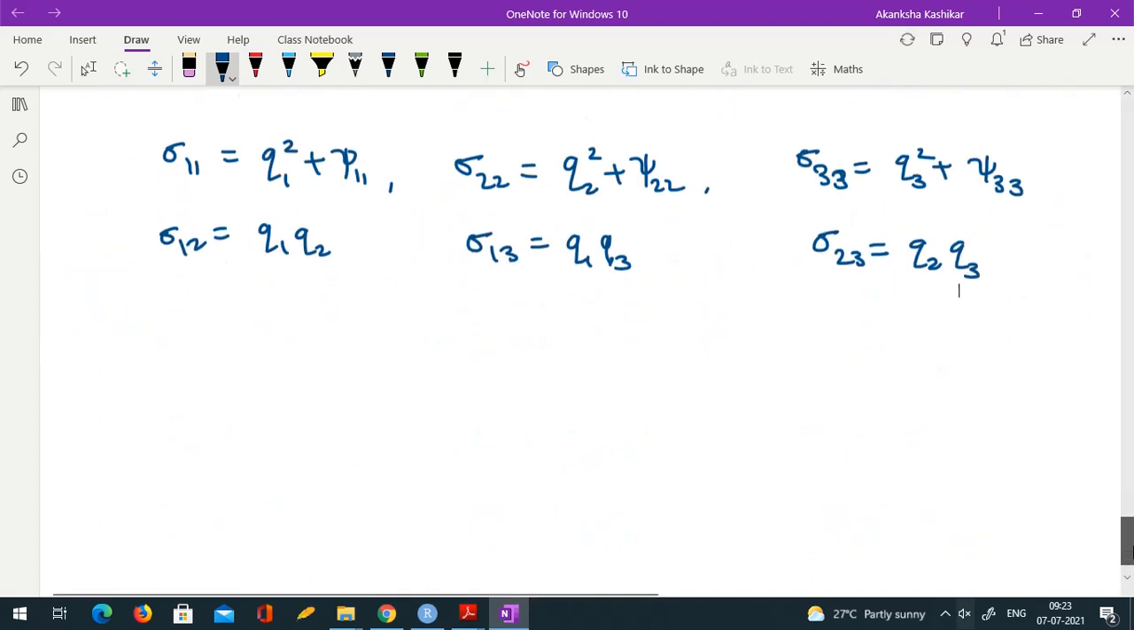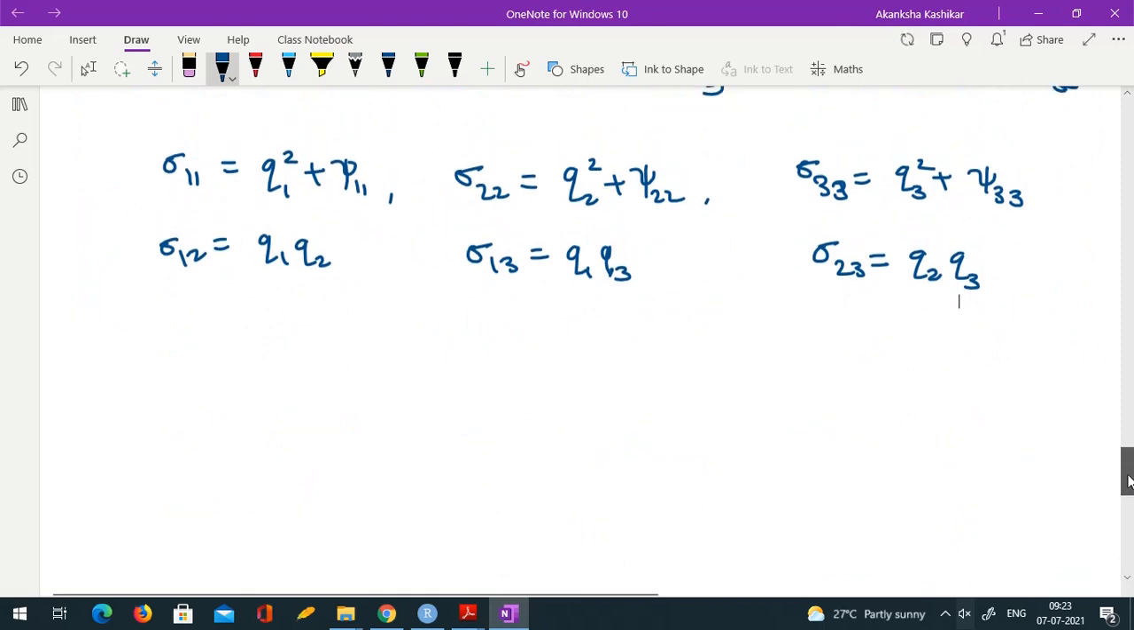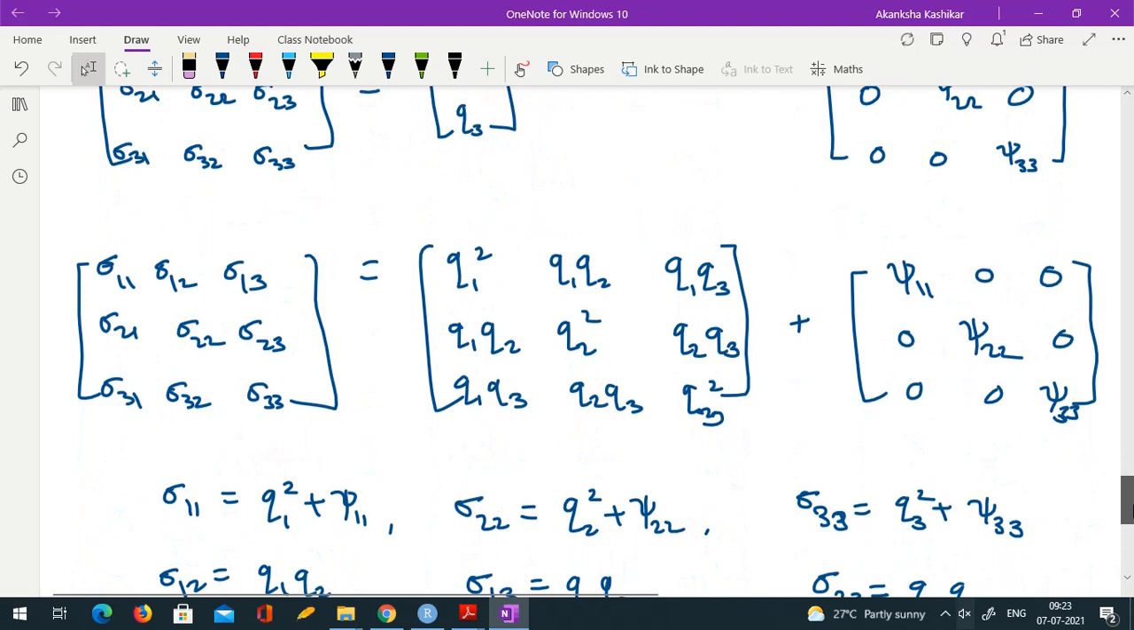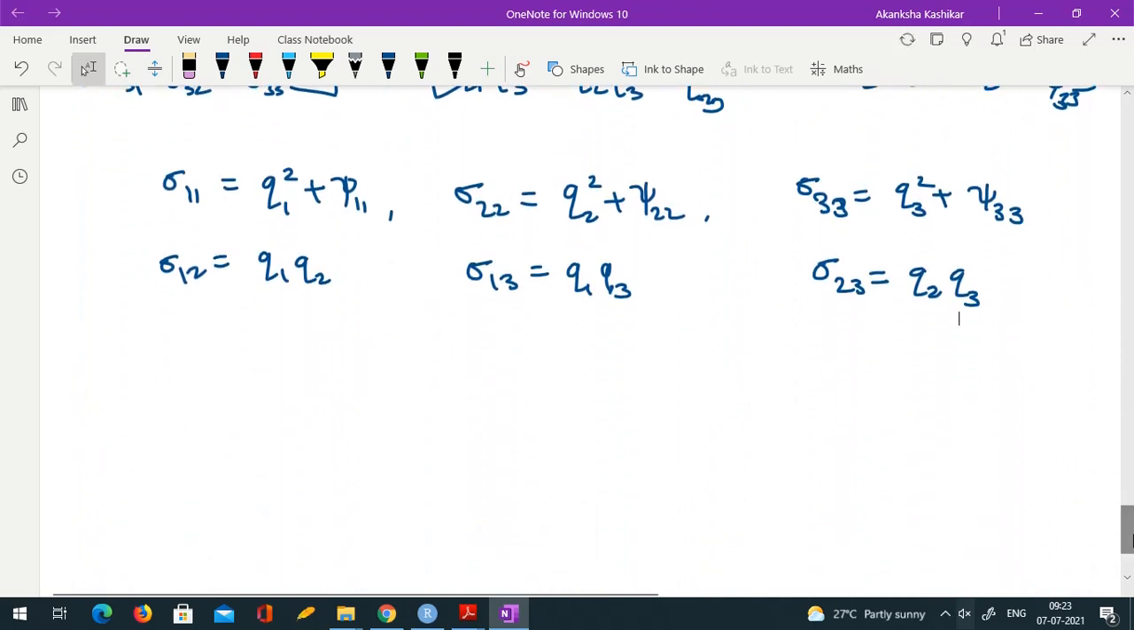So I have only 6 equations, and then actually how many unknowns? 6 unknowns. Q1, Q2, Q3, psi 1 1, psi 2 2, psi 3 3. So I am expected to get unique solutions. Of course, these are not linear equations, but still. So can I do something to get a solution? Okay, so this first one seems a bit complicated because all the 6 parameters are involved there. Let us look at this second row.